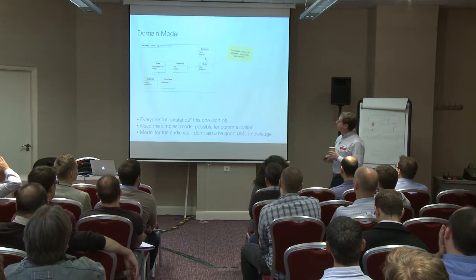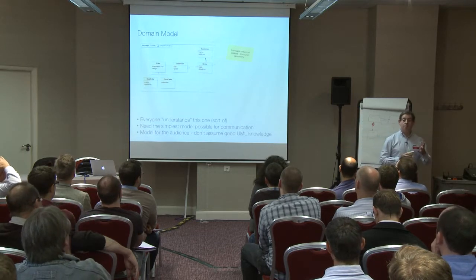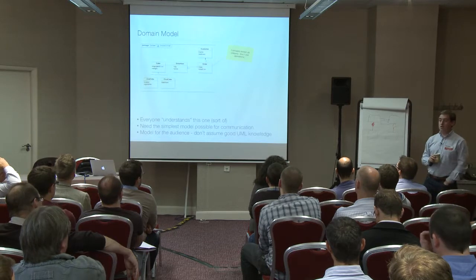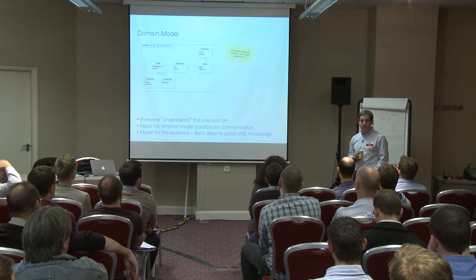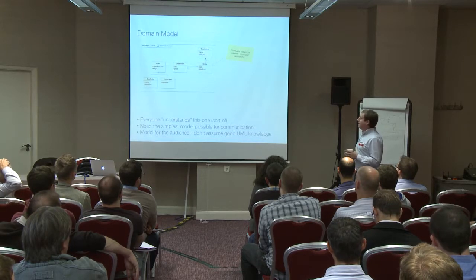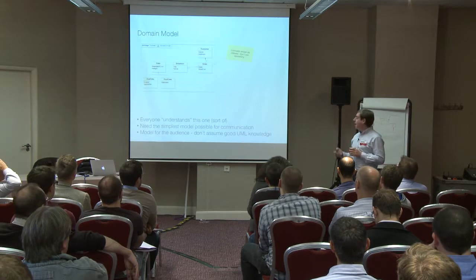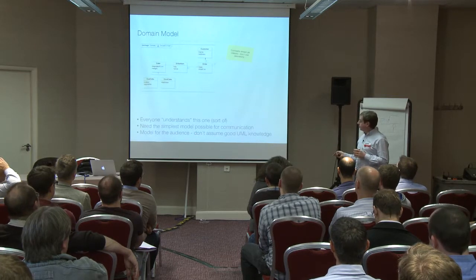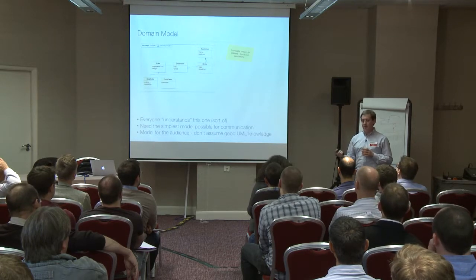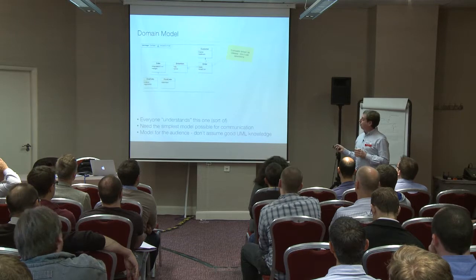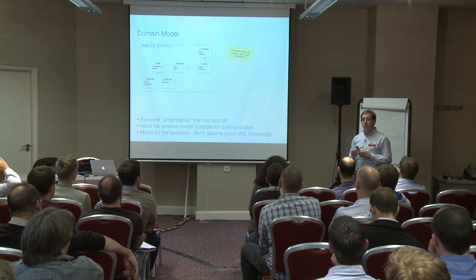So you need two things. You need notational simplicity as well as conceptual simplicity. Clearly your domain model needs to be as simple as possible. Agreed? You don't want extraneous concepts, and you don't want anything on it which you don't need. You want to do the simplest thing possible. You also, though, need to model with your audience in mind, and probably don't assume good UML knowledge. You've probably got good UML knowledge. They probably haven't.